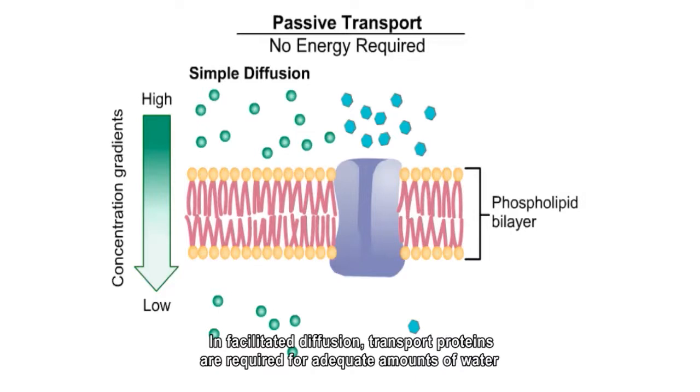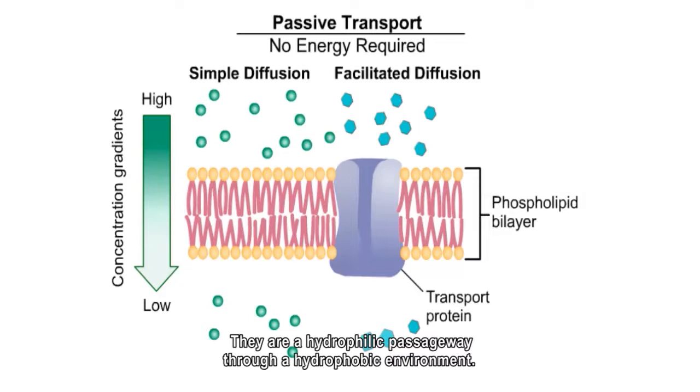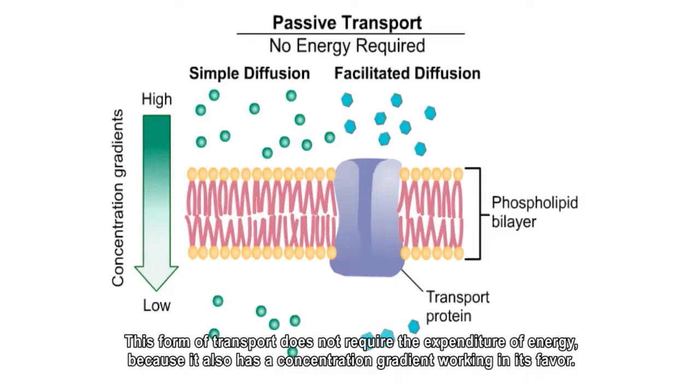In facilitated diffusion, transport proteins are required for adequate amounts of water and polar molecules larger than water to pass through the plasma membrane. They are a hydrophilic passageway through a hydrophobic environment. Glucose and other hydrophilic molecules, such as amino acids, move through the plasma membrane in this way. This form of transport does not require the expenditure of energy because it also has a concentration gradient working in its favor.